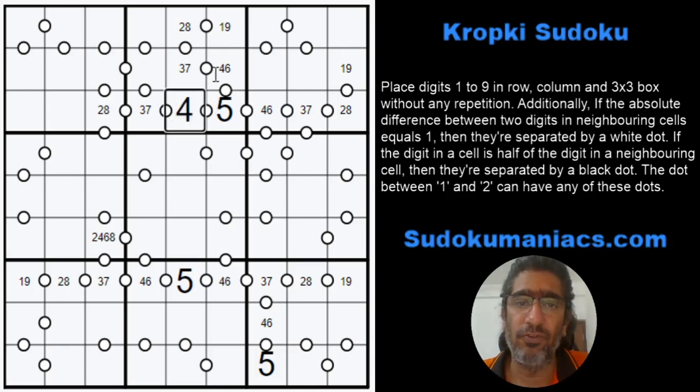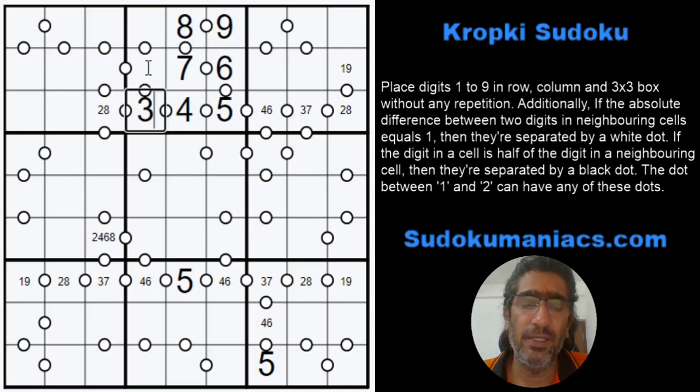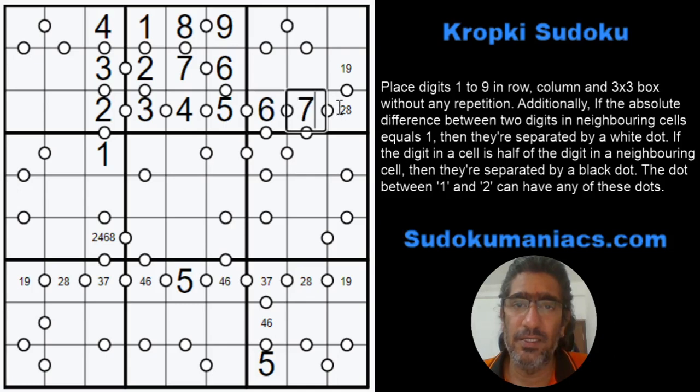So I know this is a 4, which makes this a 6, 7, 8, 9. This becomes a 3, 2, and a 1. This is a 2, 3, 4, and a 1. Because I can't have a 1 here. 2, 1, 0 would not be a possibility. So that's a 6, 7, 8, and a 9.